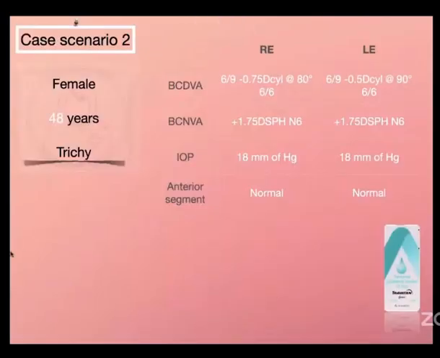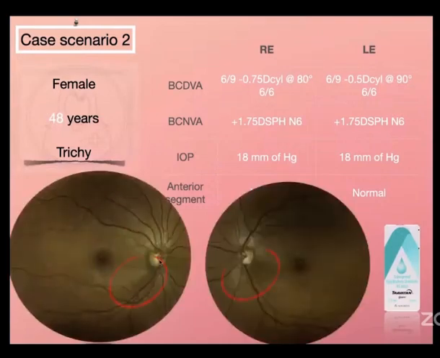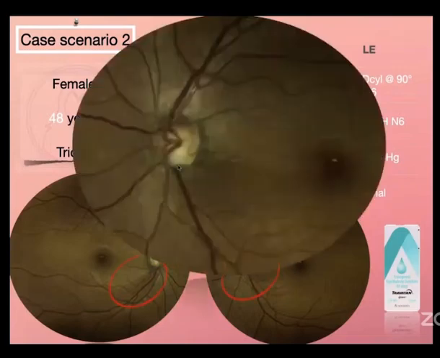The second patient is a 48-year-old female who has been treated as normal tension glaucoma with an intraocular pressure of 18, and the anterior segment was quite normal. When you see the fundus picture, the right eye shows 0.7 cupping with an inferior RNFL thinning, and the left eye shows around 0.8 cupping with a more widened RNFL thinning. When you have a closer look at the inferior pole, you can appreciate a grayish slit-like defect.